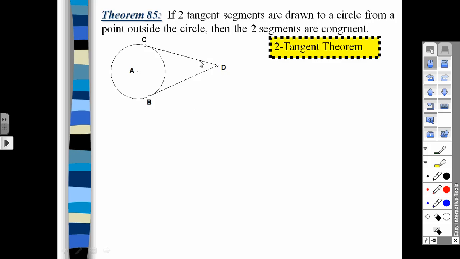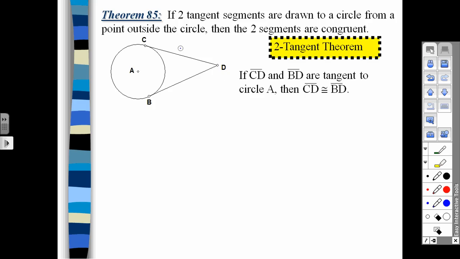So if we look here at these 2 segments, CD and BD, if you know that CD and BD are tangent to the circle A, then you're going to know that CD is congruent to BD. So 2 tangent theorem. And this only works with tangents, it does not work with secants. So had this segment right here passed through the circle and it had been a secant, then this would not be true. Those 2 segments would not be congruent.